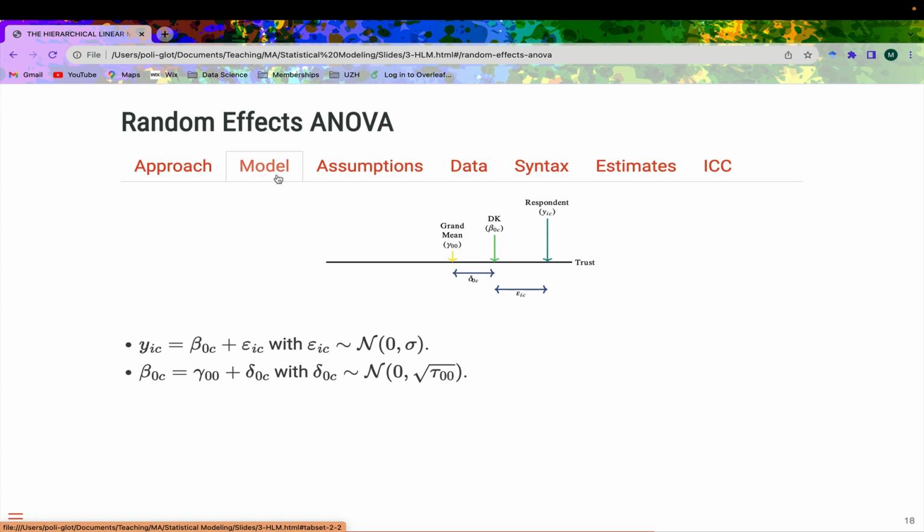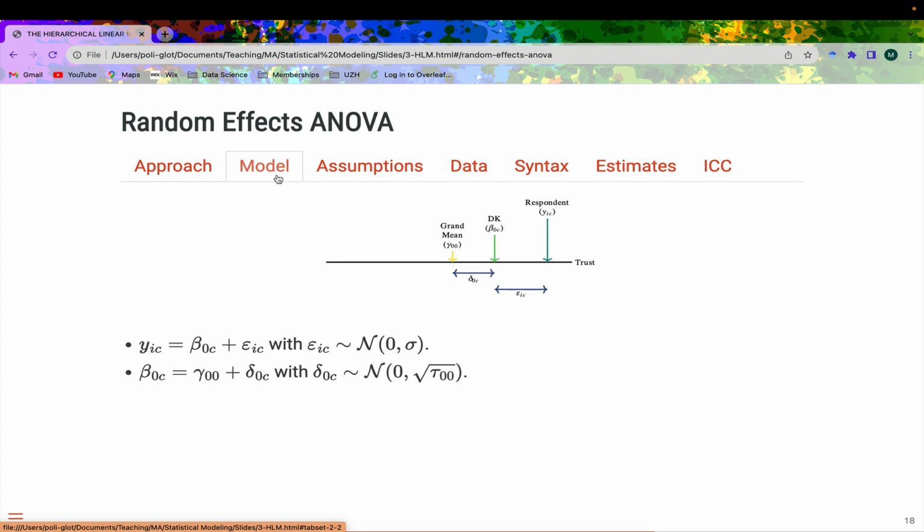And so in this particular example, delta 0c, the level 2 error, the error that pertains to the country level, is a positive number. Now, I've also depicted here a particular respondent from Denmark, and that respondent has a score of Y sub ic on trust.